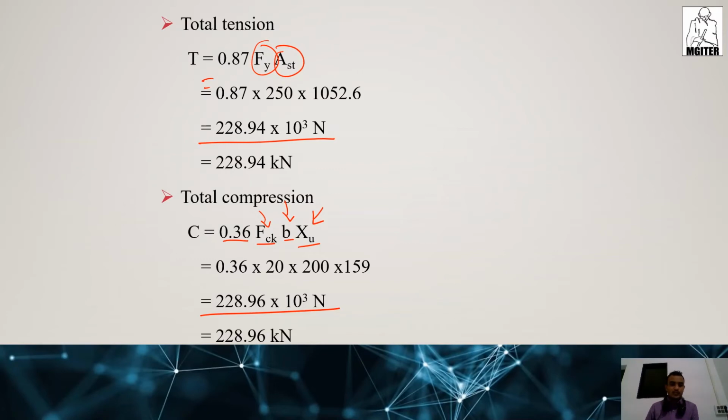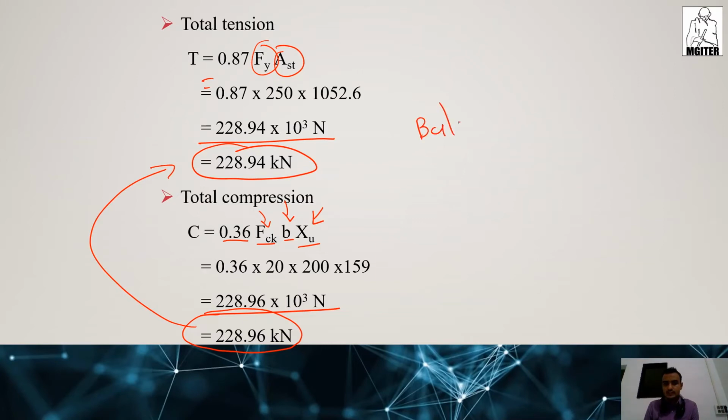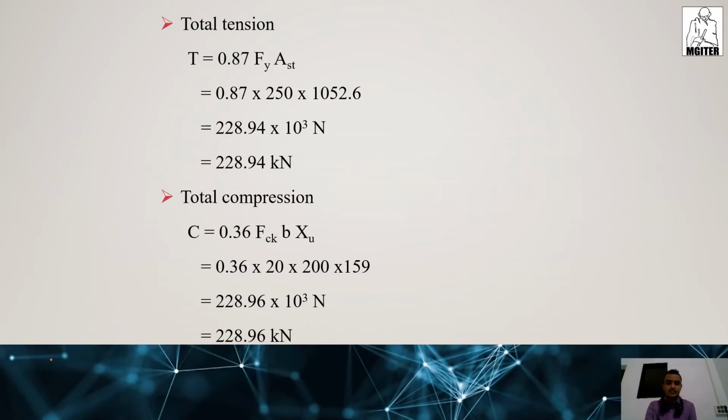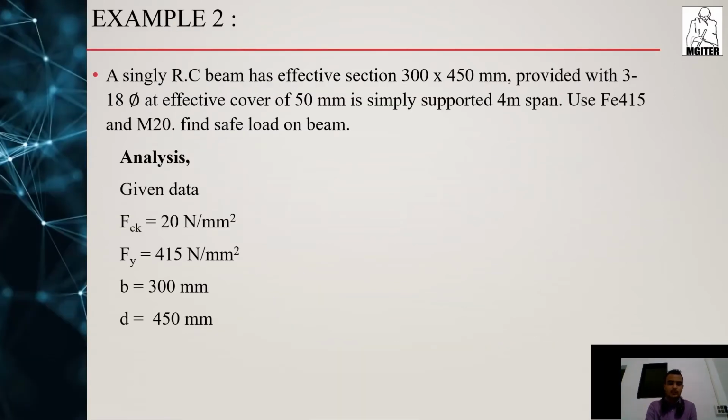So this value is in kilonewton, 228.96 kilonewton. Look here, the same value we got, nearly the same: 228.94, 228.96. Why? Because we assume the section is balanced, so the resultant compression and the resultant tension are the same. So now the second example.